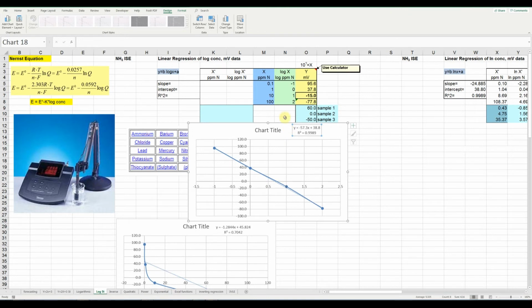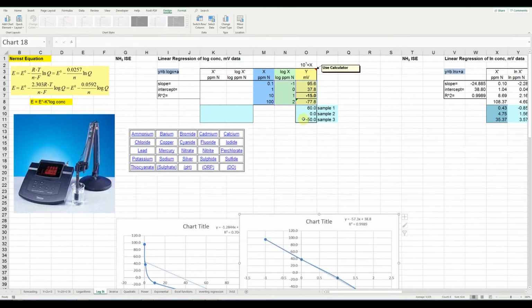So you can now enter the log of the concentration versus the millivolt readings into the linear regression mode of your calculator. And when you do that, then you can forecast log x prime, then take the anti-log of this, 10 to the log x prime, and calculate x prime and compare those to your concentrations. Then you can forecast your unknown samples. I'll show you how to do that in a short video.